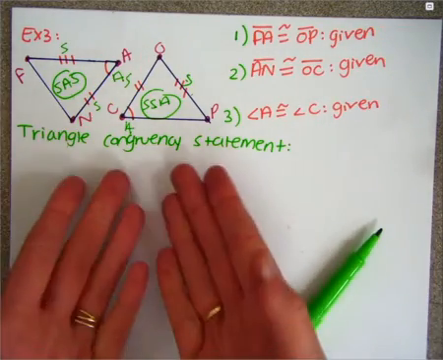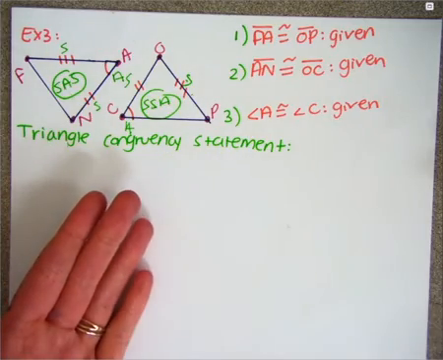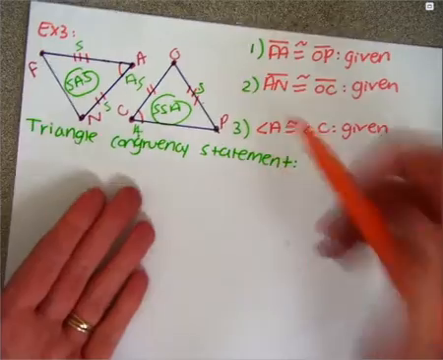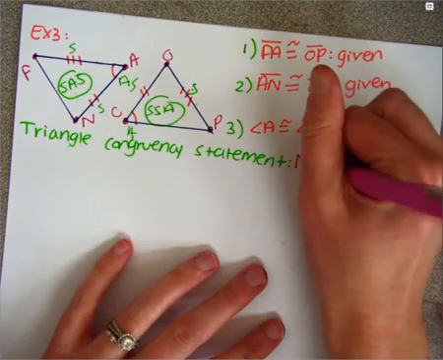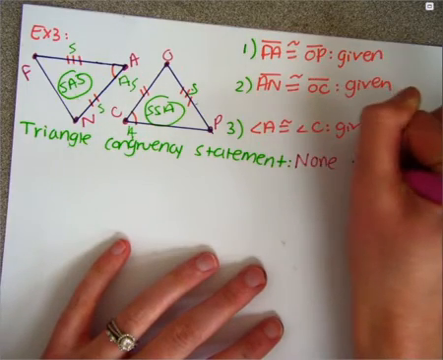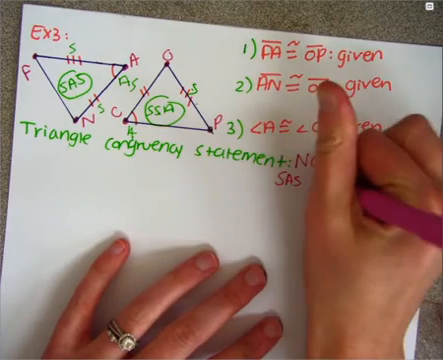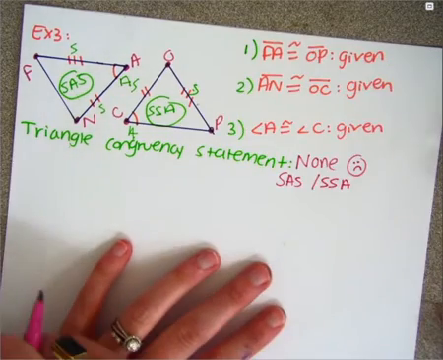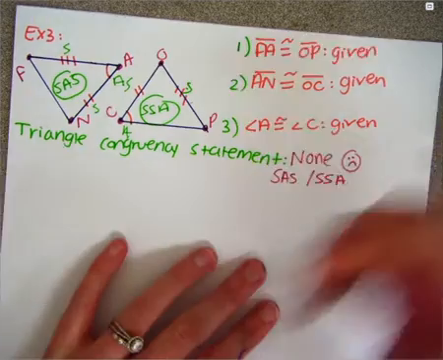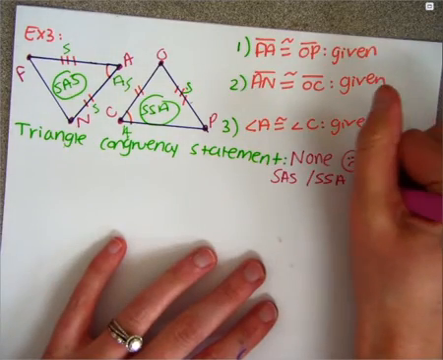So I can't write a triangle congruency statement because they aren't congruent. So there are none because the triangles are not congruent. This is so sad. None. Triangles, there's not enough information. With SAS and SSA, you cannot prove triangles are congruent. So this is super sad. My sad face is crying these pink tears.